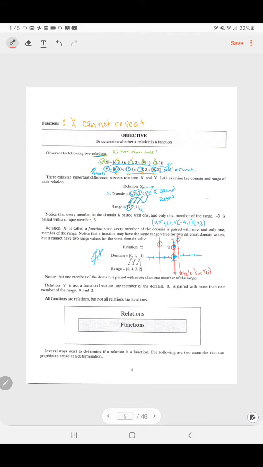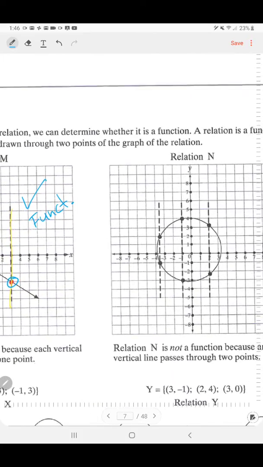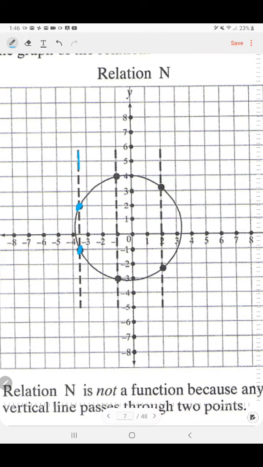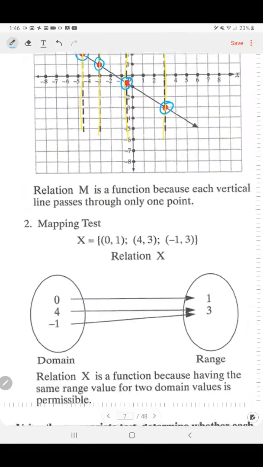If we look at the next page, it explains it right here. We've got coordinates, and then they're doing their vertical line test. Each line only has one dot, so yes, this is a function. If we look at this one, we've got two dots on one line, two dots on one line, two dots on one line. So no, not a function. And that's called the vertical line test.